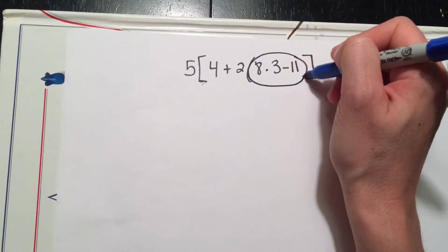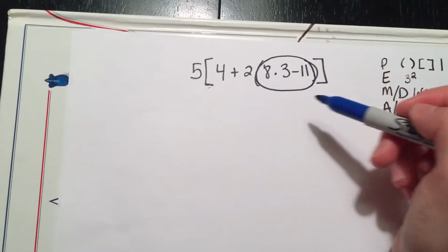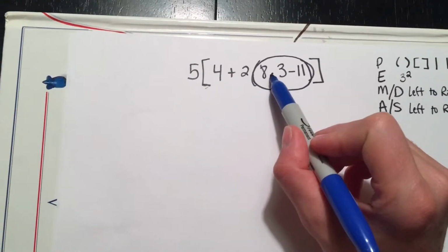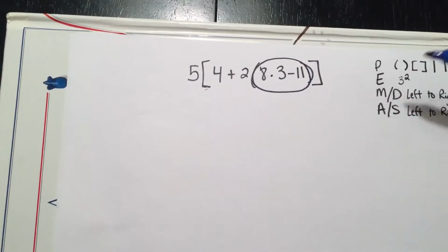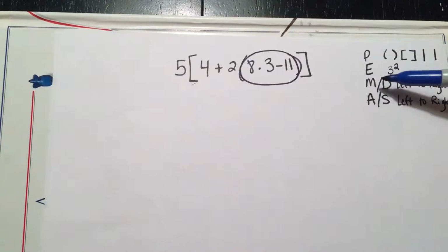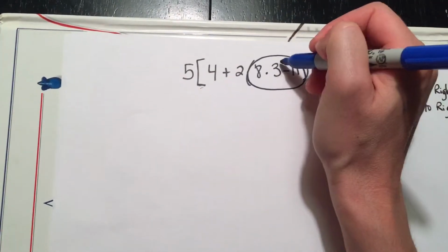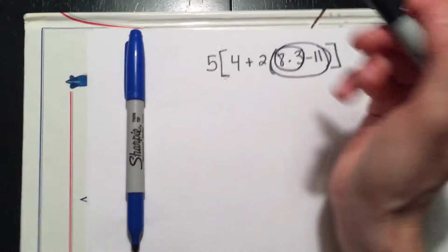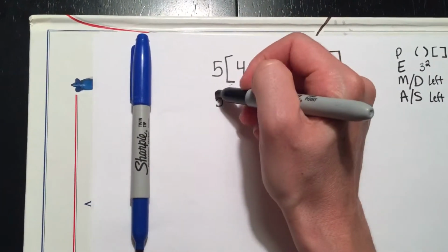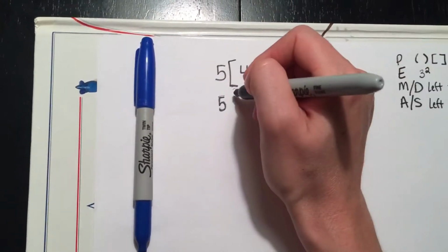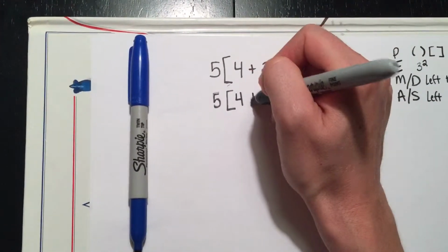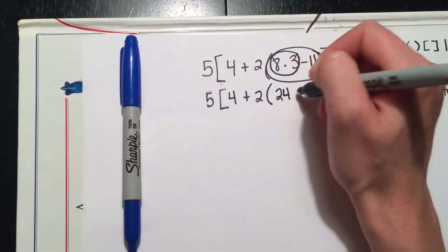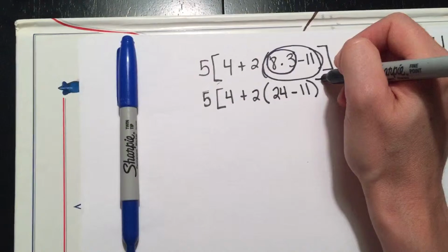So I'm going to circle this in my other color, and sorry, it's kind of hard to tell, but that is blue. And then inside of this parentheses, now I'm looking to see, should I be doing the multiplication first or the subtraction? When I look over here on the side, multiplication is higher up than subtraction, so I'm going to actually be doing this specific part first. Then I'm going to go ahead and rewrite my problem with just that part solved. So I have 5, bracket, 4 plus 2, parentheses, 8 times 3 is 24. So 24 minus 11, close parentheses, and then a bracket.